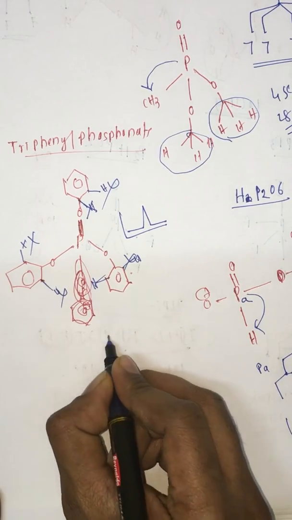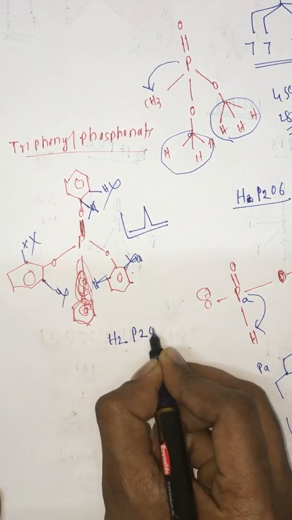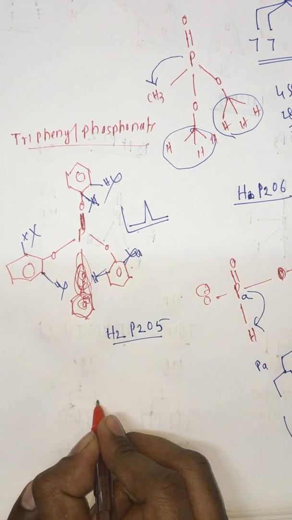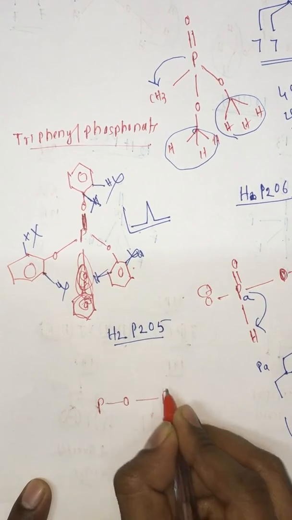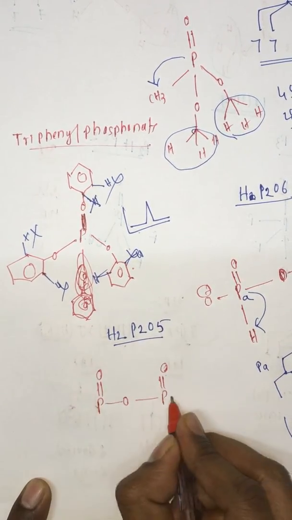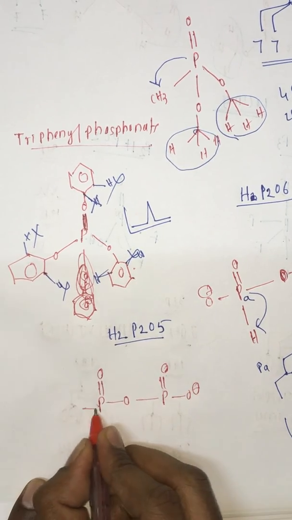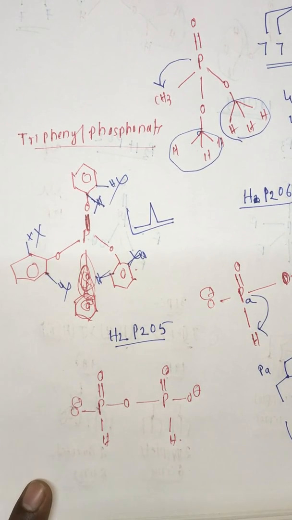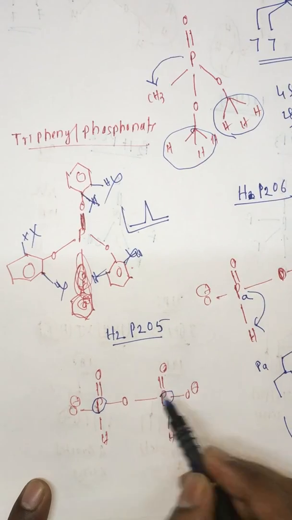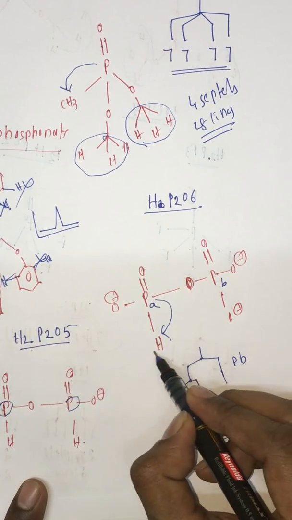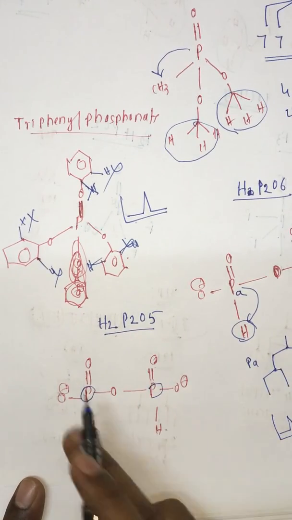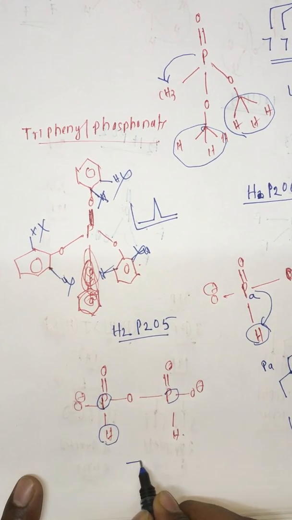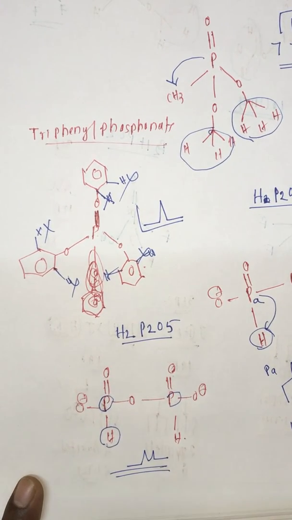Next we have H2P2O5. The structure of this compound looks like this: double bond O, double bond O, O minus, and here also O minus, and hydrogen is here and here. Here both the phosphorus atoms are in an equivalent environment. In the previous case they are not equivalent because here we have hydrogen and here we have O minus, but in this case they are equivalent. Because of that they give only one peak, and further they couple with hydrogen, so we will get a doublet. So for this compound we will get a doublet.